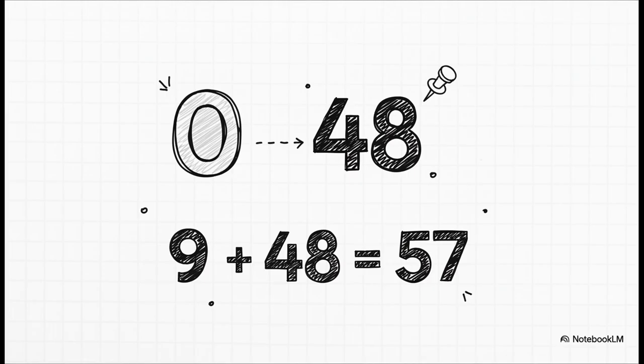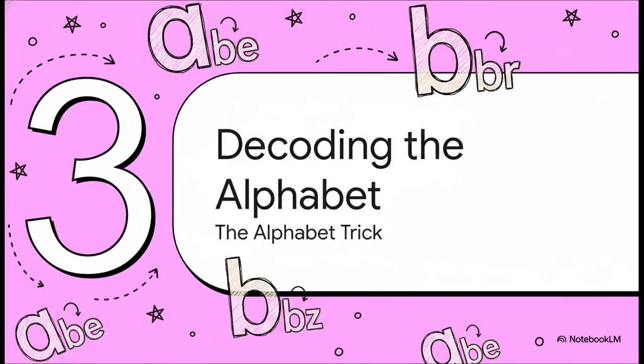So here's the key takeaway. The only thing you really need to remember is that 0 starts at 48. That's it. Because once you know that, you can find the ASCII value for any digit. You just add the number to 48. So if you want to find 9, easy. It's just 48 plus 9, which is 57. Simple, right? Okay, numbers are down. Piece of cake. Next up, the alphabet.